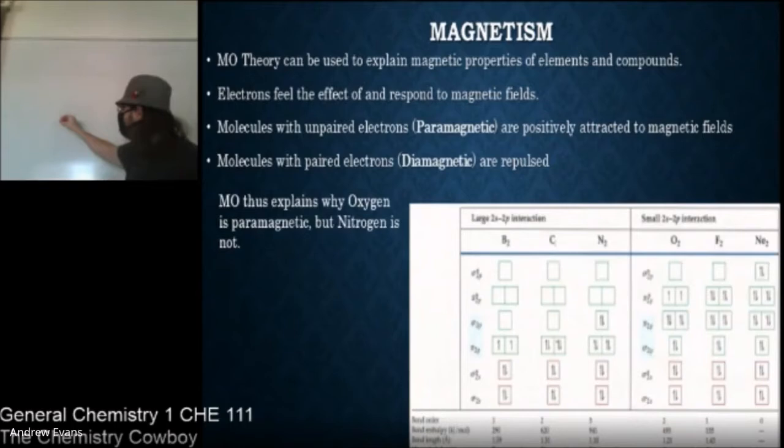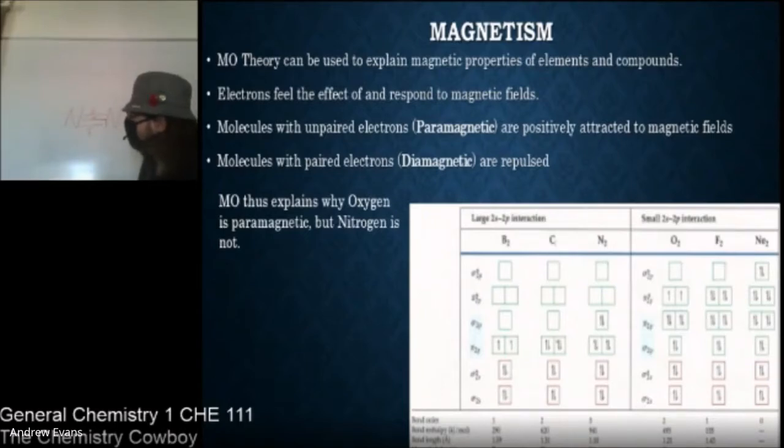Just like we learned about last class, when we learned the difference in sigma and pi, we have 1 sigma and we have 2 pi. And what about nitrogen? Nitrogen ends up being diamagnetic, so this is repelled by a magnetic field.